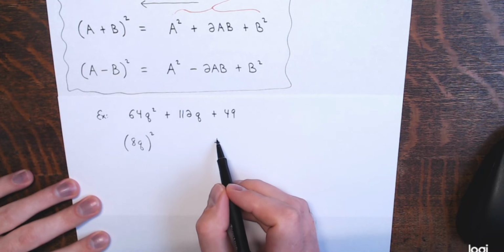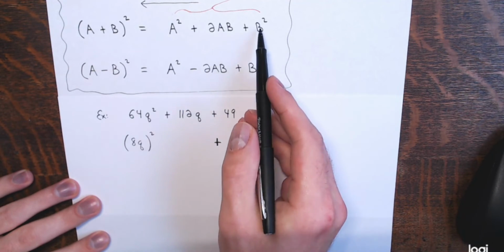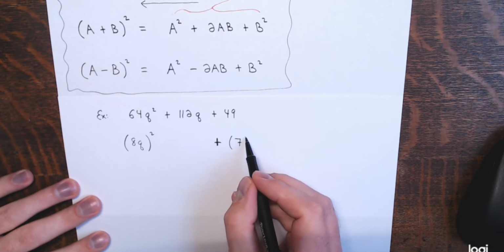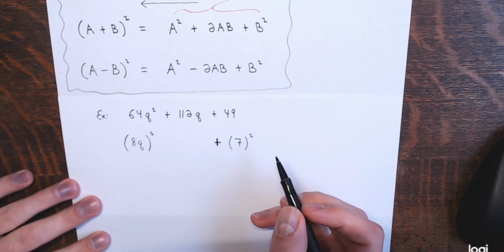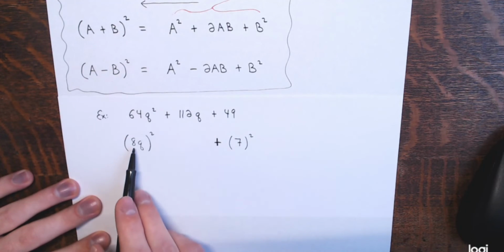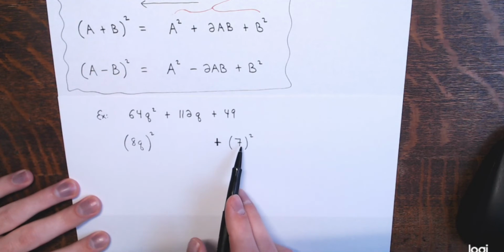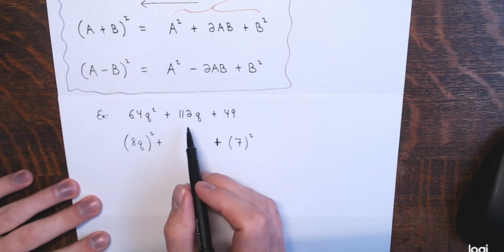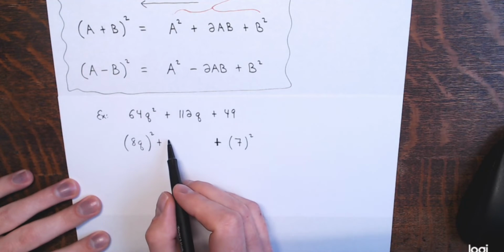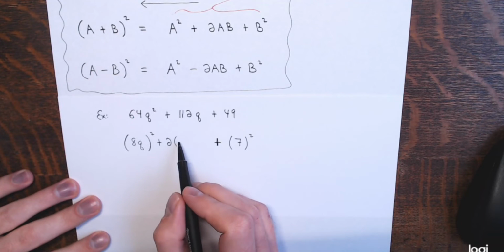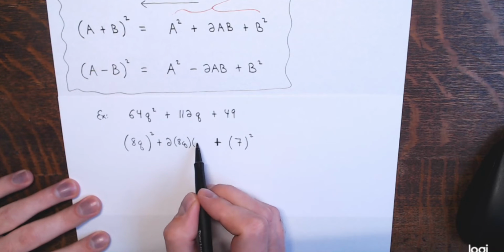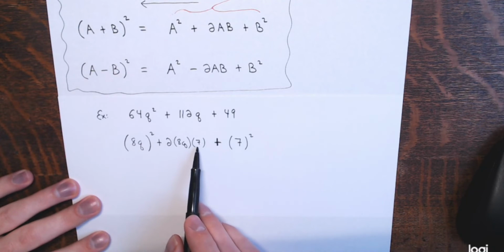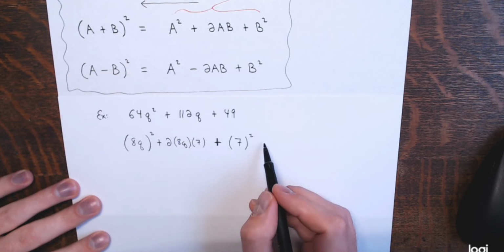Usually I check the first and last term to make sure they're squares, right? A squared and b squared. 49 is 7 squared. So the first term is a square, 8q squared. The last term is a square, 7 squared. Now, in order for it to be a perfect square trinomial, the middle term has to be twice the product of their square roots. So is the middle term 2 times 8q times 7? Well, 8q times 7 is 56q, times 2 would be 112. So this is a perfect square trinomial.